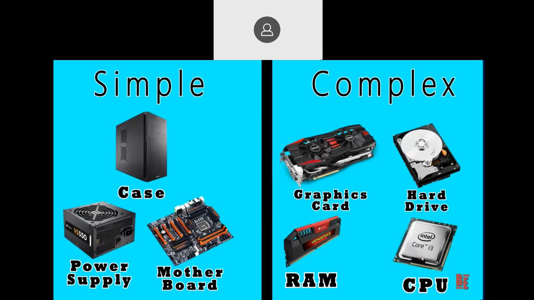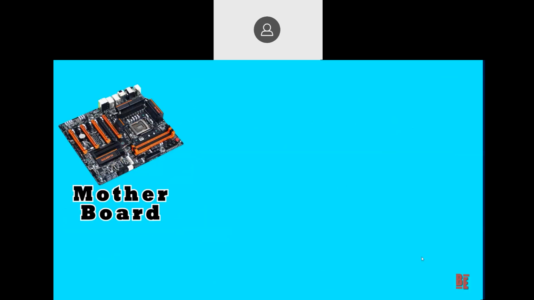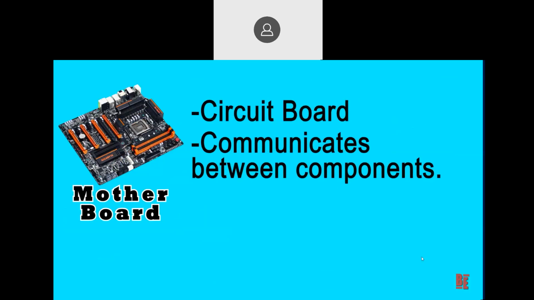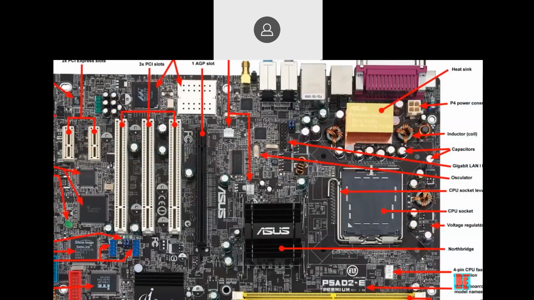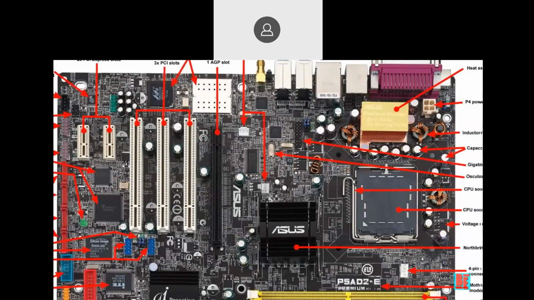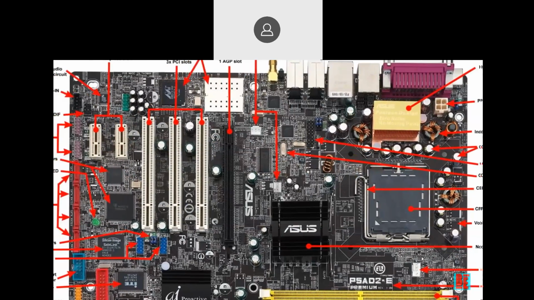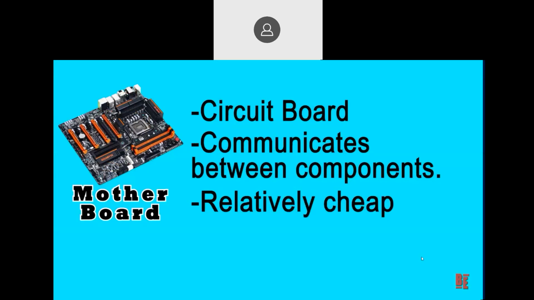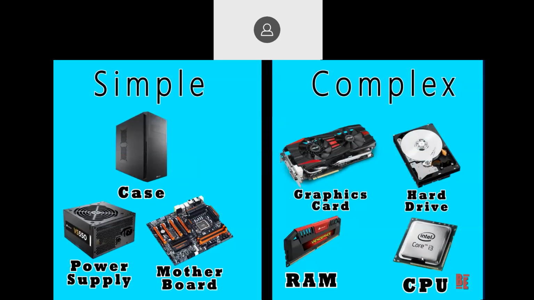The last of the simple parts to mention is the motherboard. The motherboard is a wide and flat circuit board that all of the other components plug into. It's the part that lets all of these components send electrical currents, comprising data, between each other. While not particularly expensive, the motherboard is arguably the most important component because without it, you'd have nowhere to put anything else. So that's it for the simple components.